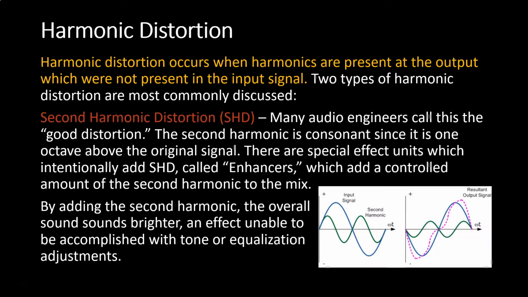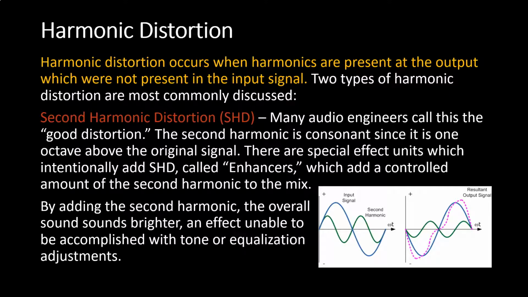Now, a type of distortion is called harmonic distortion. And if you remember, we talked about harmonic overtones earlier in the course. Harmonic distortion also follows the harmonic sequence, 2 times, 3 times, 4 times the original frequency, being added by the circuitry that the signal is passing through.